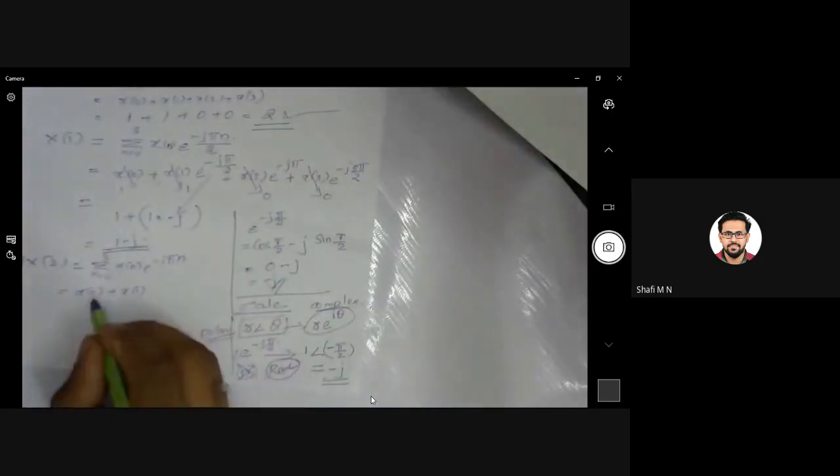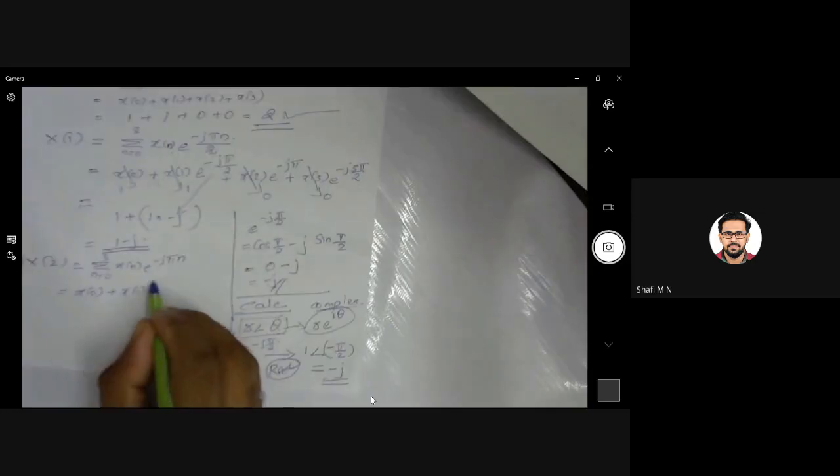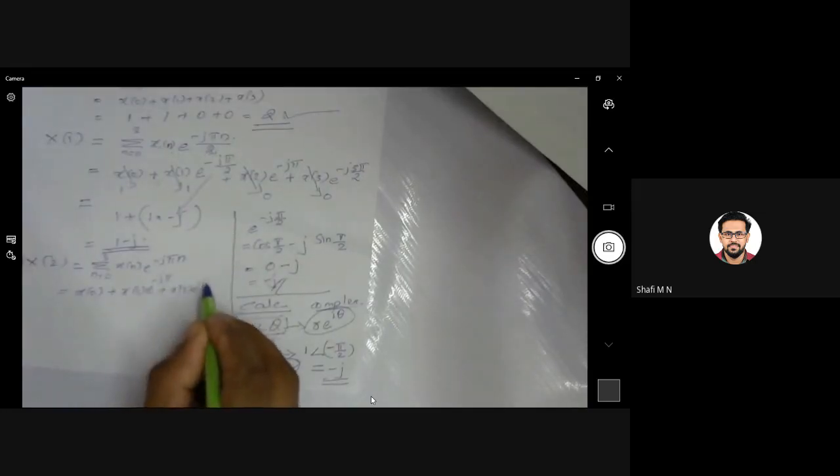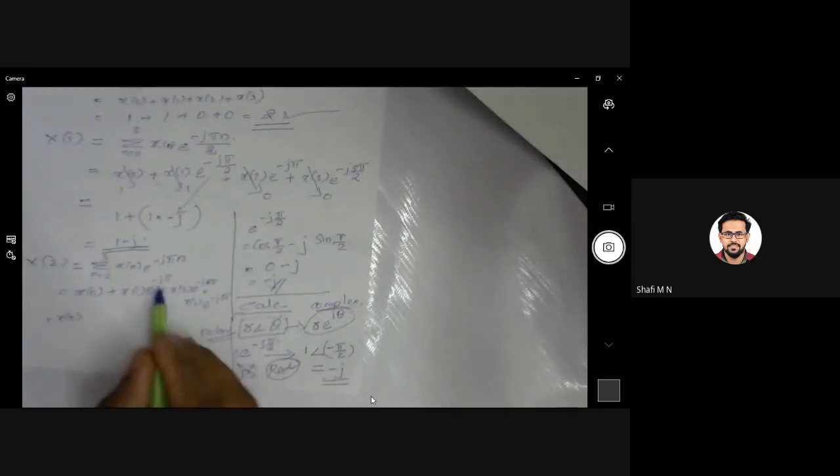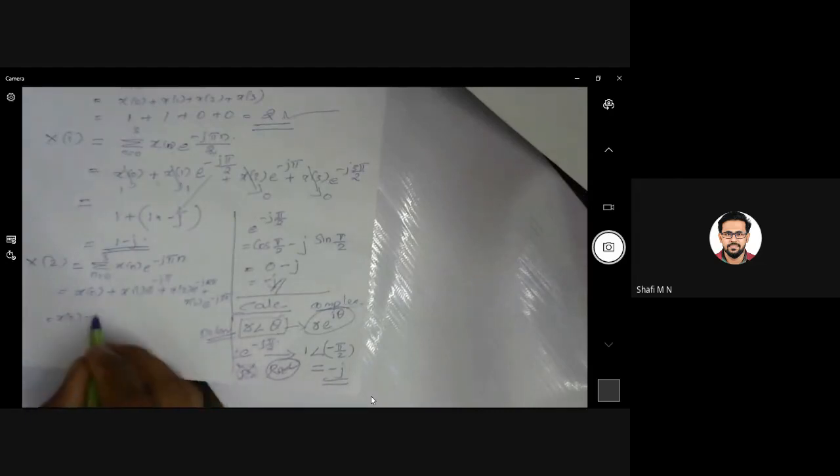When n equal to 0, this will be x of 0. When n equal to 1, e raised to minus j pi, plus x of 2 into e raised to minus j 2 pi, plus x of 3 into e raised to minus j 3 pi. So the answer is x of 0, and this value will be minus 1. So minus x of 1 plus x of 2 minus x of 3. The answer will be 1 minus 1 plus 0 minus 0. That will be 0.